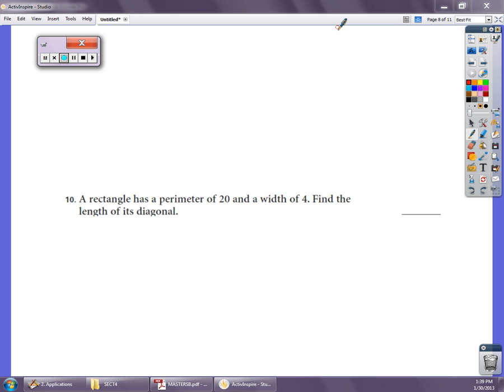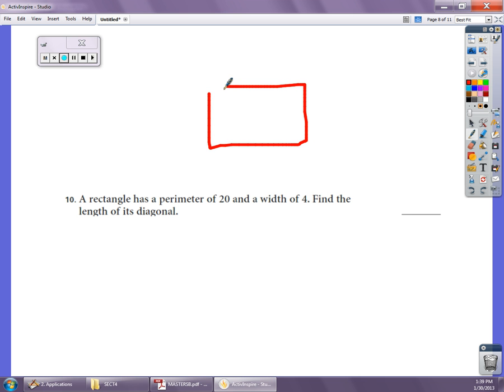All right, so here's the next one. Rectangle has a perimeter of 20 and a width of 4. So we can figure out what that rectangle is going to look like. Because if we know it's a rectangle and has a width of 4, we know the opposite side is going to be 4. Perimeter is 20, which means, so that's 8 in itself. So these two have to add up to 12, and they're equal because it's a rectangle. So we have 6 and 6.